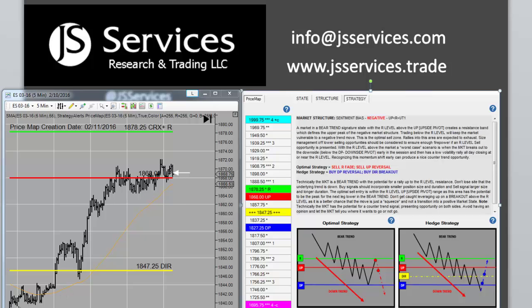So overnight in the S&P, we had what we call a buy DIR breakout, where the market rallied above the directional and broke out, triggering what we call a hedge strategy theme, which targets the R level. So at the moment of the tweet, the market was in a hedge theme, making a play for the R level.